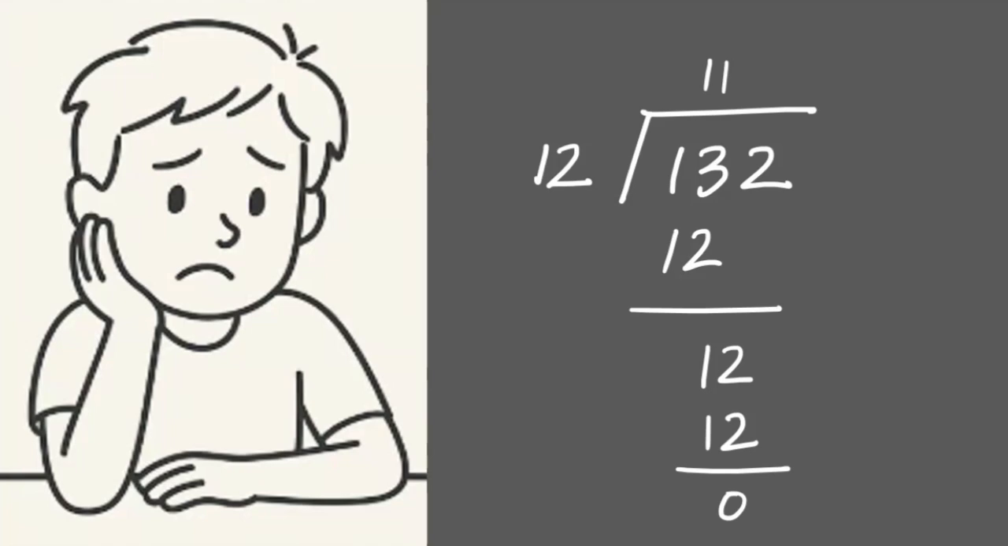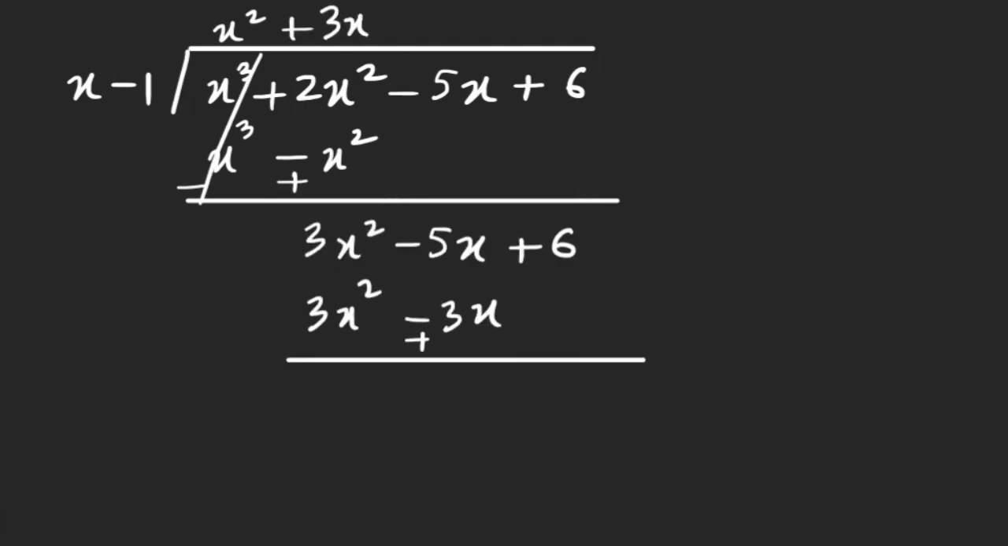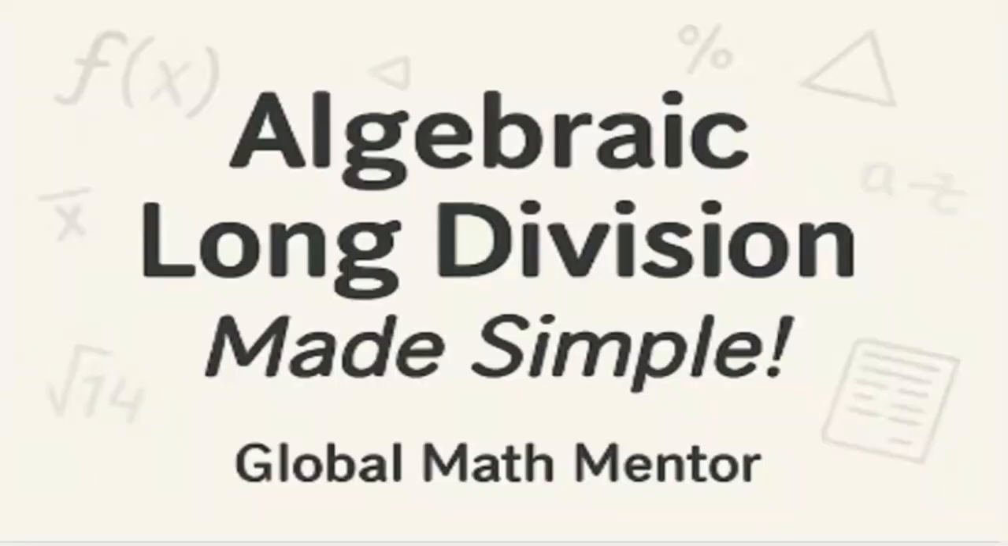Remember the first time you tried long division with numbers and felt like giving up. Now picture that same division, but with variables, powers, and negatives all mixed in. Sounds like chaos. But here's the good news. Once you understand the pattern, this chaos turns into clarity.